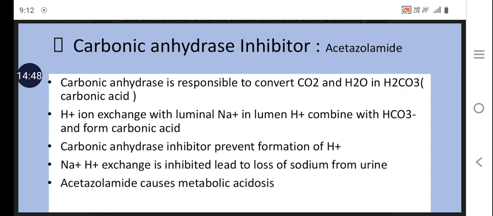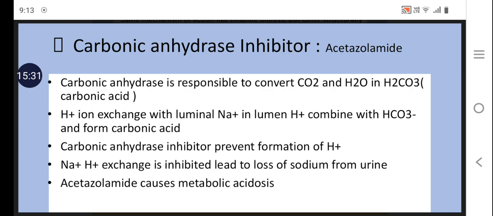Carbonic anhydrase is responsible for converting CO2 and H2O into carbonic acid. Carbonic acid again breaks down into H+ ion and HCO3-. That H+ ion is exchanged with a sodium ion, and the H+ combines with HCO3- and forms carbonic acid. Carbonic anhydrase inhibitors inhibit the exchange of H+ with sodium, and that's why sodium is excreted in the urine, and along with that, loss of water occurs from the body.